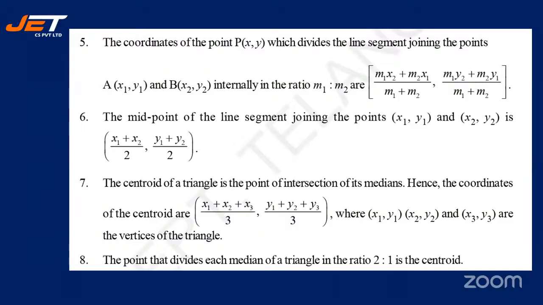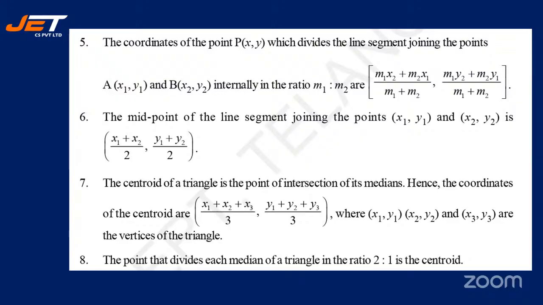of the point P of x comma y, which divides the line segment joining the points A of x1, y1, B of x2, y2 internally in the ratio of m1 and m2 are m1 x2 plus m2 x1 by m1 plus m2, m1 y2 plus m2 y1 by m1 plus m2. And the very important formulas next, the midpoint formula of x1, y1, x2, y2 is x1 plus x2 by 2, y1 plus y2 by 2.